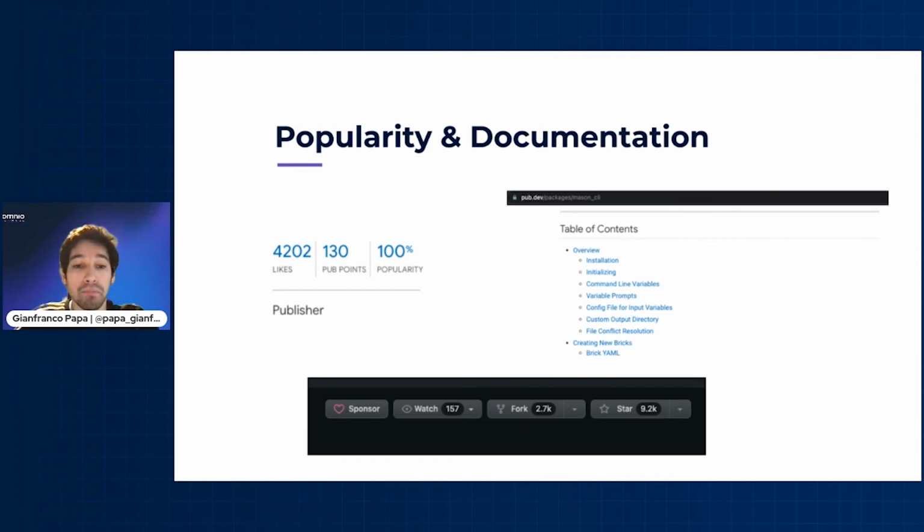All right, so other things that we can see in the libraries, packages or plugins, right? We are always talking about these kinds of things: the popularity and the documentation.